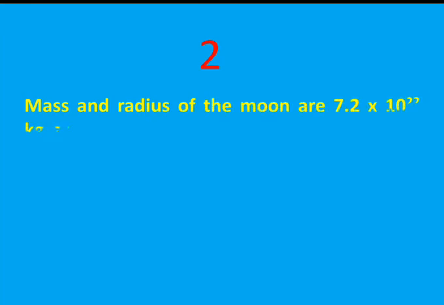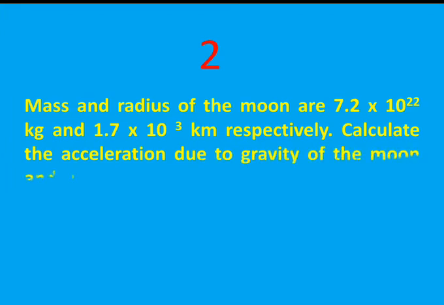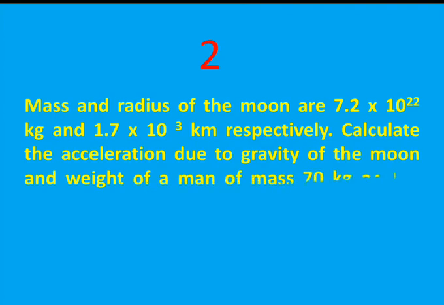2. Mass and radius of the moon are 7.2 into 10 to the power 22 kg and 1.7 into 10 to the power 3 km respectively. Calculate the acceleration due to gravity of the moon and weight of a man of mass 70 kg on the moon.